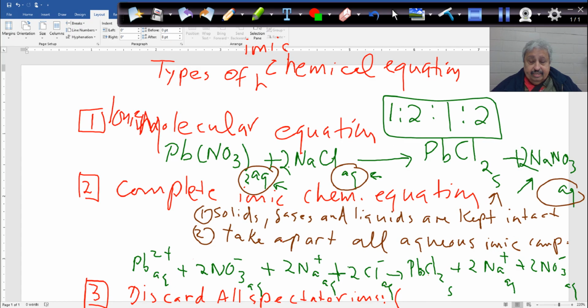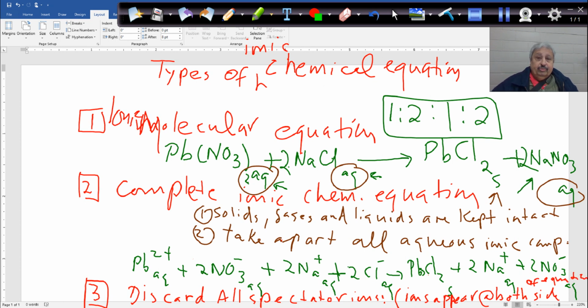What do you mean spectator ions? Those ions appearing on both sides of the equation. They are there inside the solution but are doing nothing. They are not contributing to the reaction. So spectator ions appear on both sides of the equation.